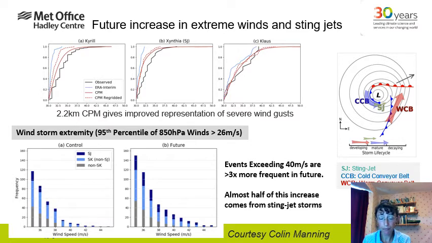And if we start to use these models to look at how damaging winds might change, we find that events exceeding 40 meters a second are 3 times more frequent in the future, with almost half of this increase coming from sting jet storms. So these are local phenomena, only captured really in these high resolution models.